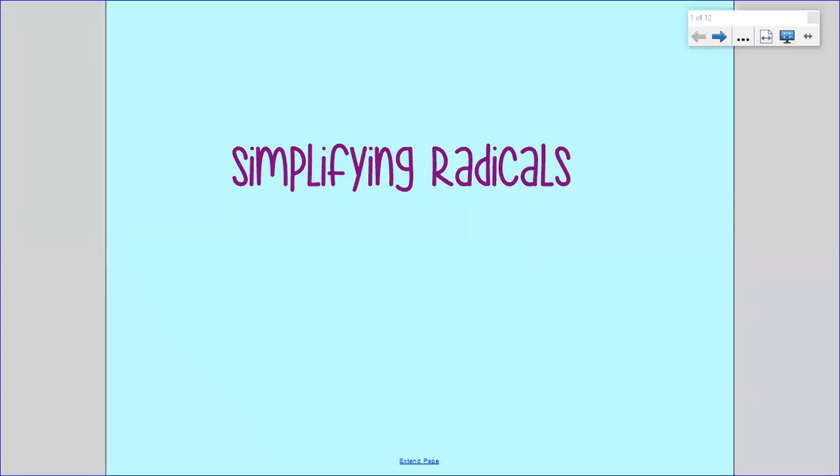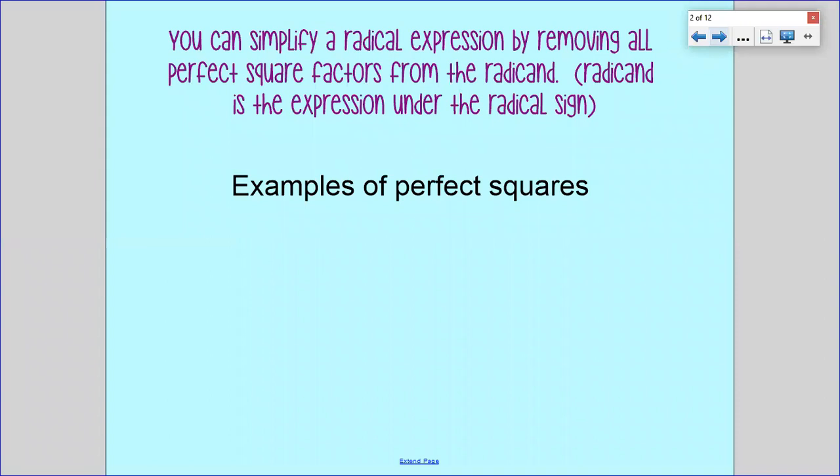Hey guys, we are going to be simplifying radicals this week, and so we wanted to give you some examples that could help you with your at-home learning. So just to get us started, you can simplify a radical expression by removing all perfect square factors from the radicand, okay? And the radicand is the expression under the radical sign.